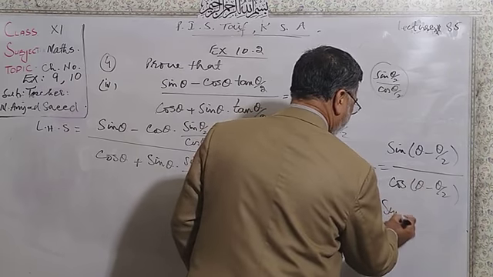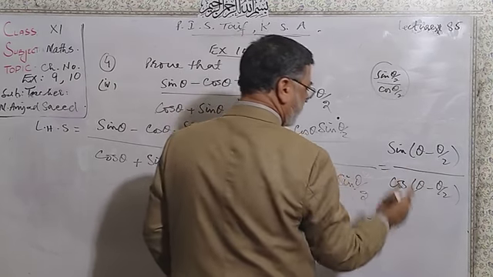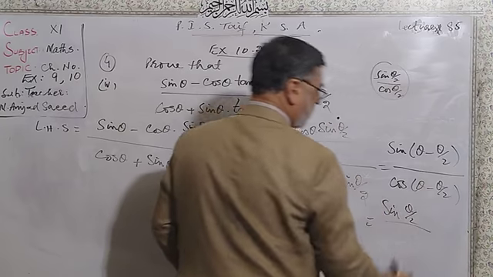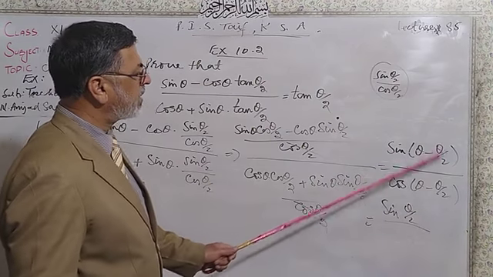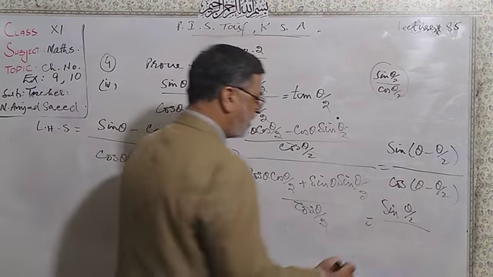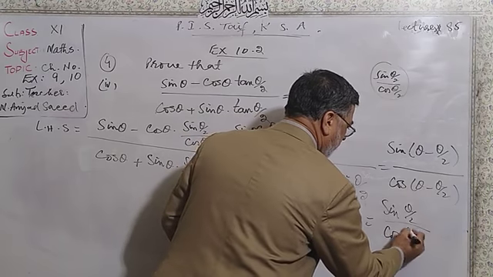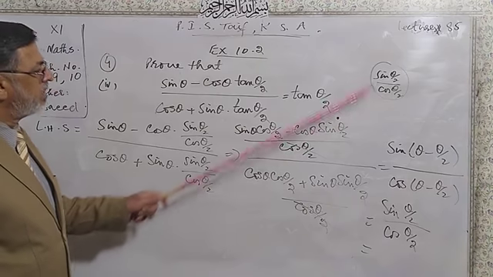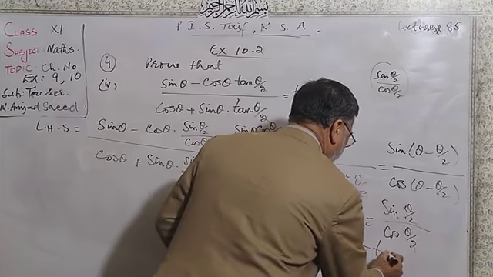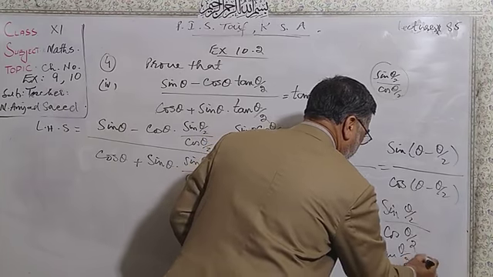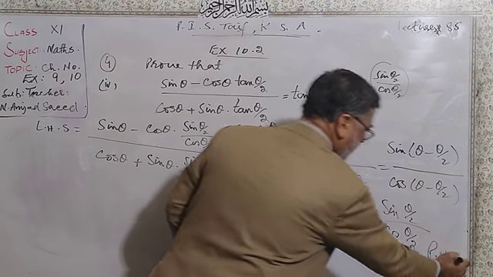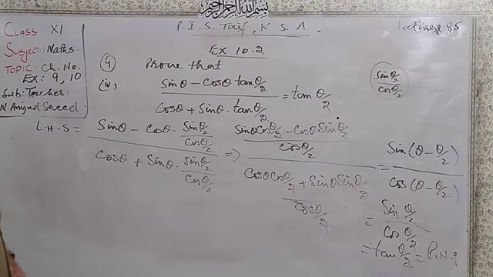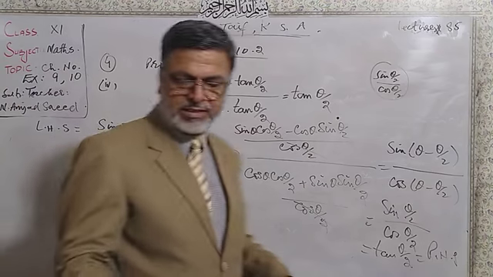Dear students, you know that theta minus theta by 2, that is theta by 2. One theta minus half theta, that is half theta. Similarly, that will be cos theta by 2. Remember that I have written that one. So here it is tangent theta by 2, that is your right hand side. Dear students, that was your part number 4 of your question number 4.